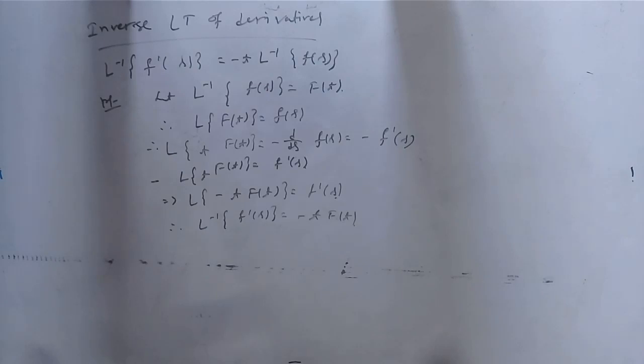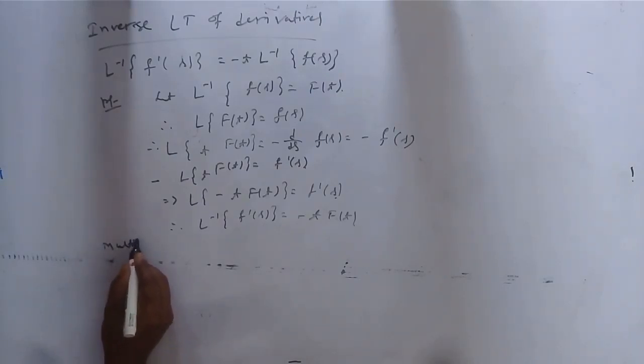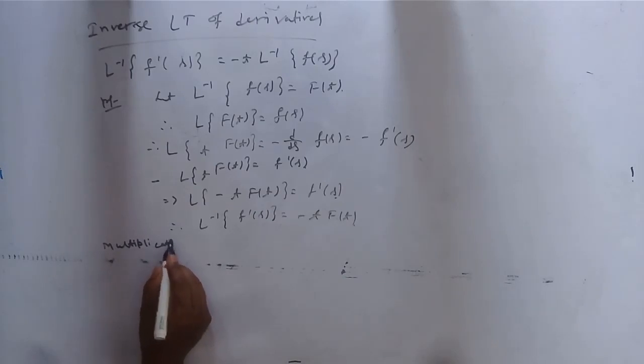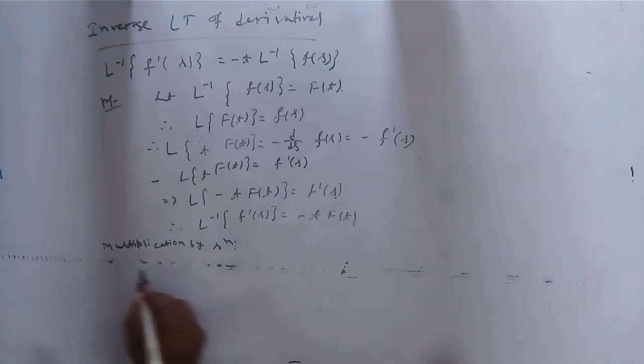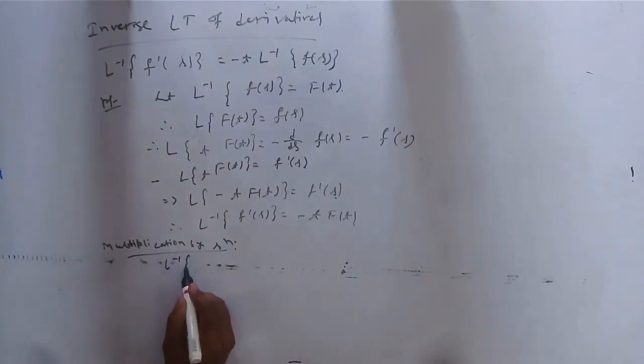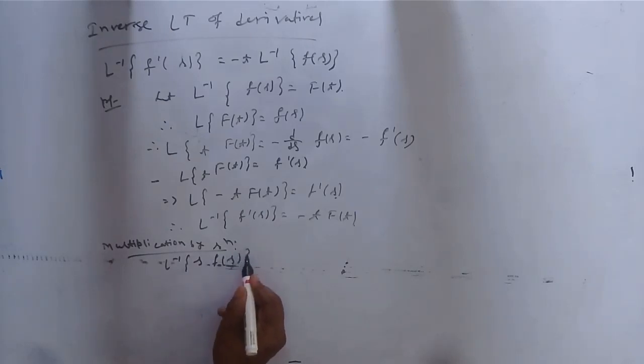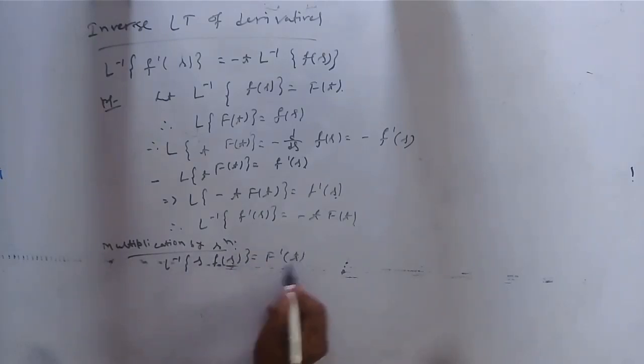Now I'll go to the proof of inverse Laplace transform multiplication by s to the power n. The statement was L inverse of s F(s) will be equal to f dash (t). I am showing it here by taking n equal to 1.